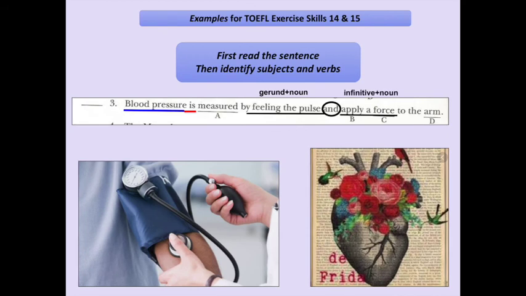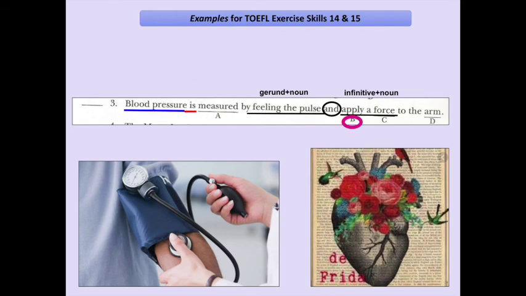On the other side, there's an infinitive and a noun. These 2 structures do not match. If we have a gerund, the ing form, here, then we also need a gerund on this side. So we will circle B. And what should it be? Applying would be the gerund.